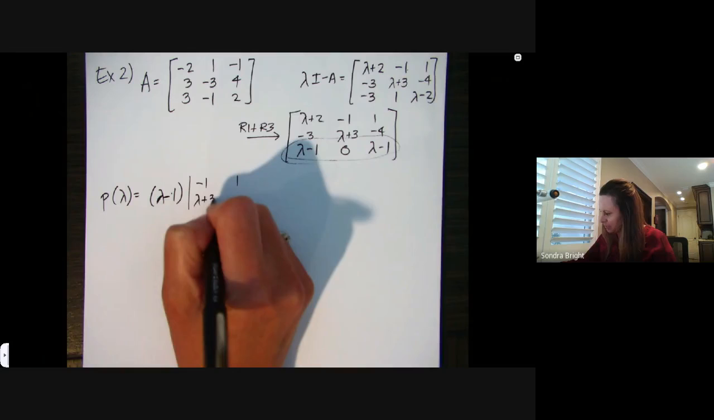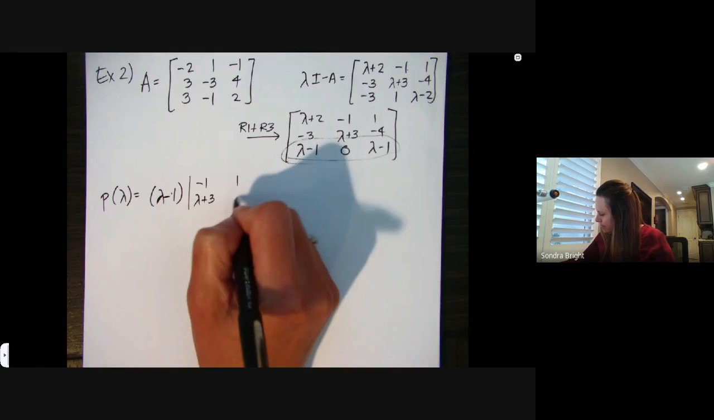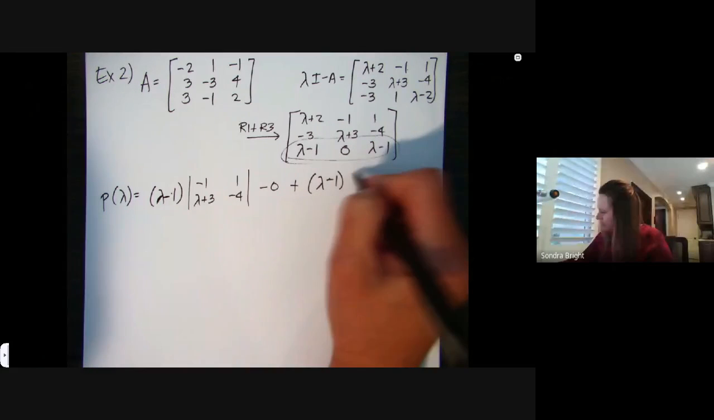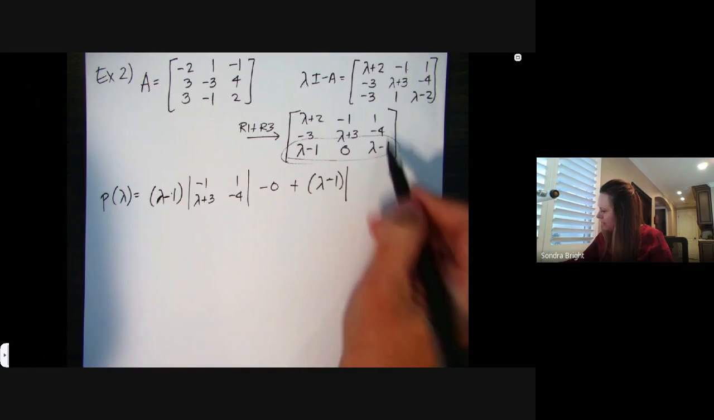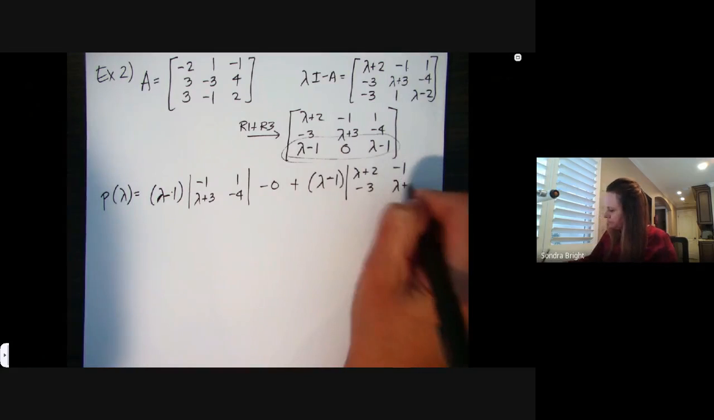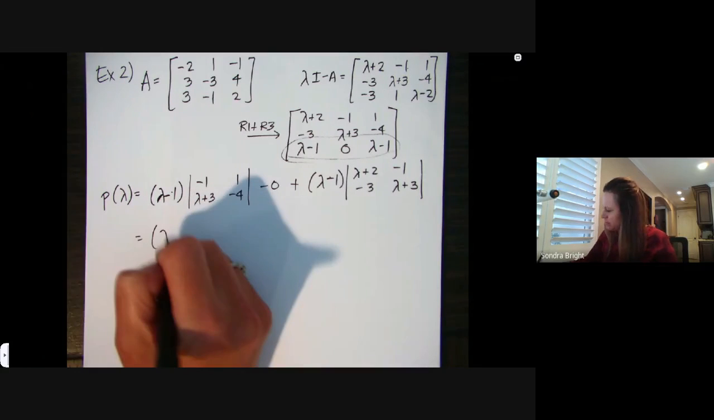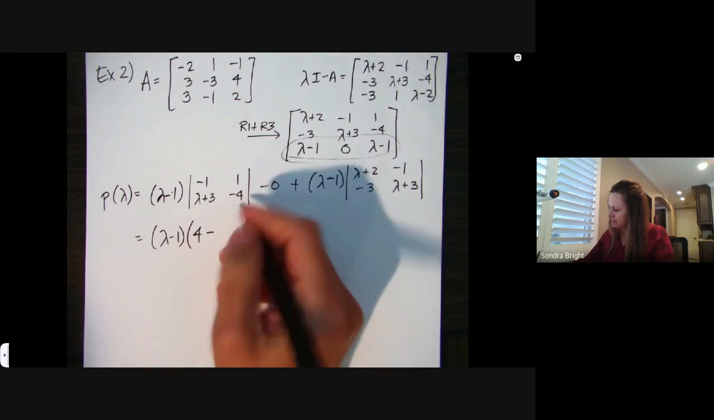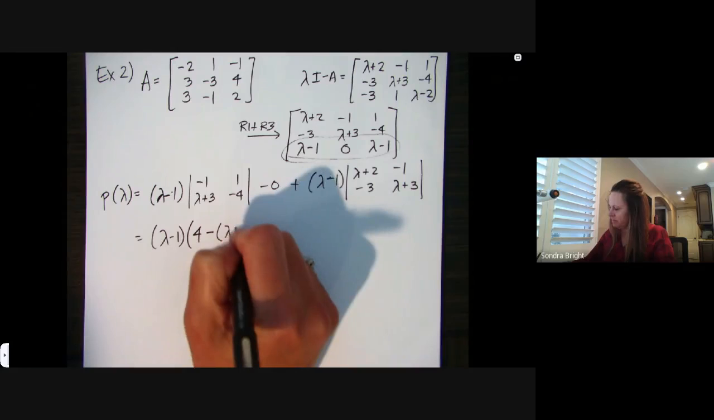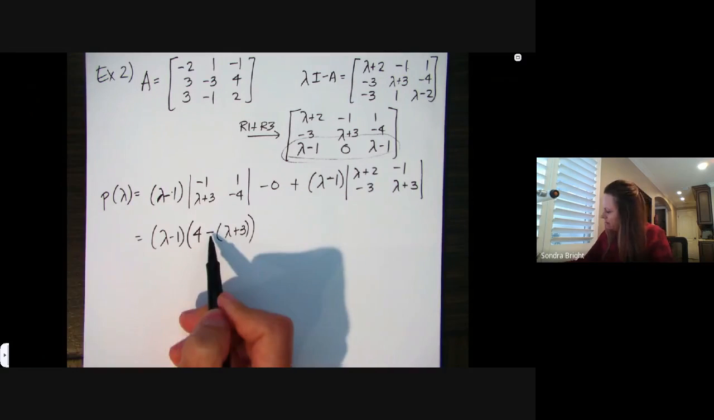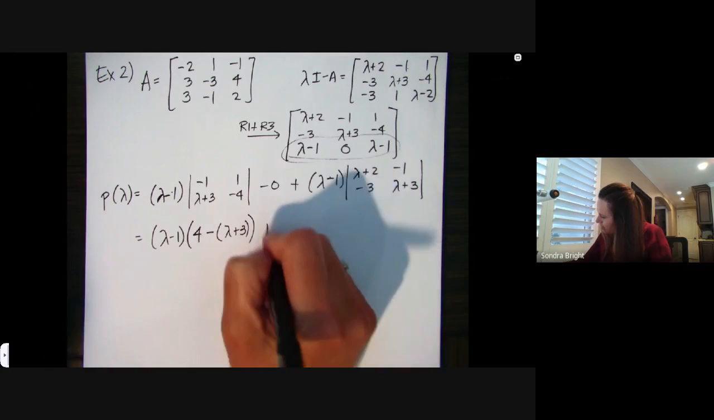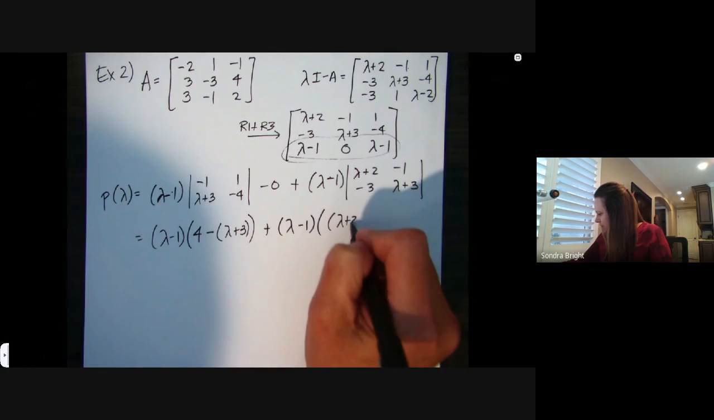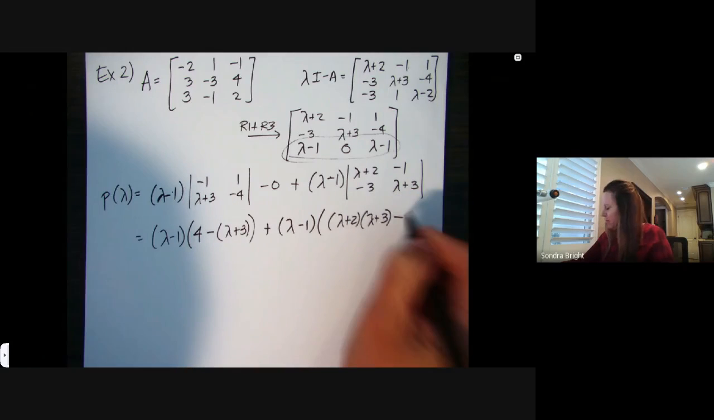It's a minus 0 and then a plus lambda minus 1 times the determinant of lambda plus 2, negative 1, negative 3, and lambda plus 3. All right, so that gives me lambda minus 1 times, what is that, a 4 minus lambda plus 3. I'll need to distribute that negative sign in there. And then a plus lambda minus 1 times lambda plus 2 times lambda plus 3 minus a positive 3.